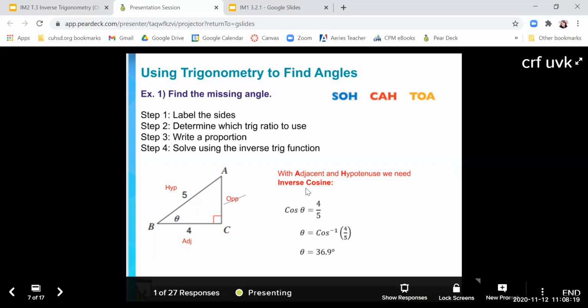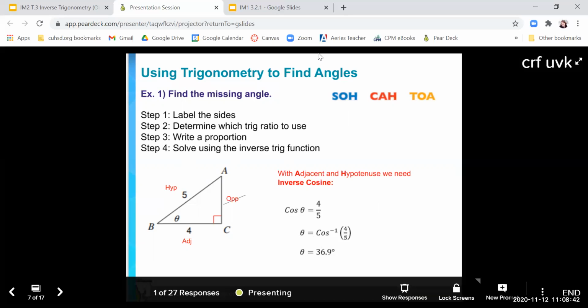But then that's where we detour. Solve using inverse trig functions. This is when we rearrange our equation. So the angle by itself is actually equal to the inverse cosine of the fraction 4/5. So now the next thing we need to know is, how do we actually calculate that in our calculator?